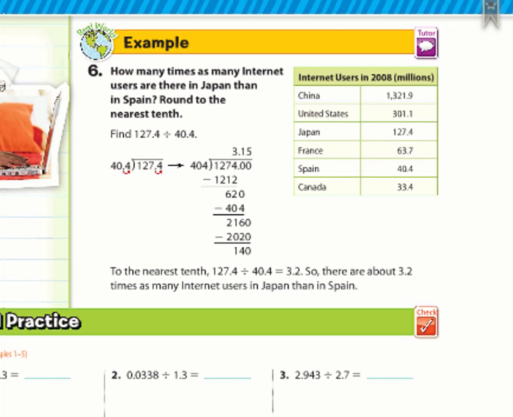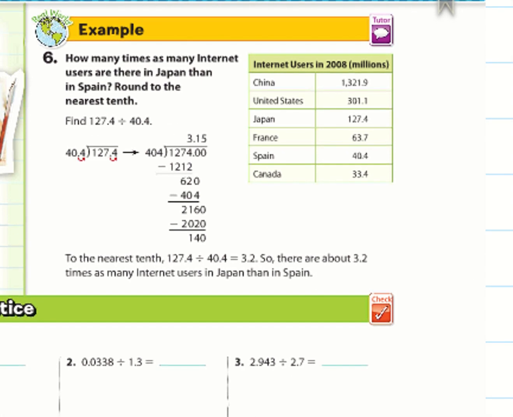So example 6, this is how many times as many internet users are there in Japan than in Spain? Round to the nearest tenth. So if we look at the table, in Spain, we have 40 and 4/10. In Japan, we have 127 4/10. So we have to find 127 and 4/10 divided by 4 and 4/10.